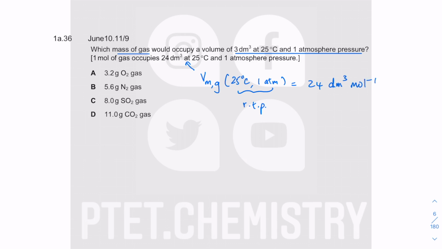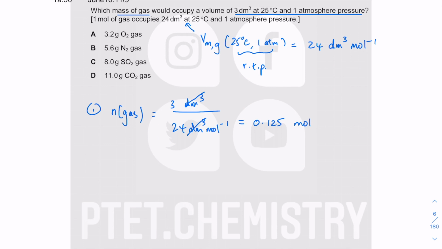Alright, so the first thing that I would be thinking about really is to convert this volume of 3 dm cube into mole, because it's a lot easier to understand in terms of how many mole of gases we are looking for. So if I convert that, then the mole of gas will be 3 dm cube divided by 24 dm cube per mole, and if you follow the unit carefully, you will see the dm cube and dm cube cancel, and that will give you 1/8, which is 0.125 mole of gas present.